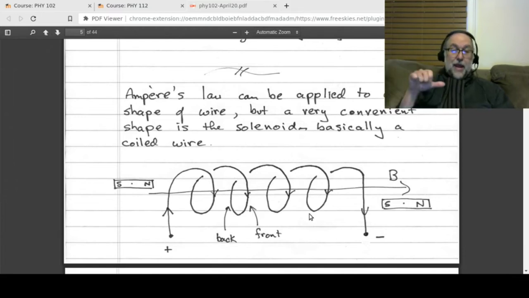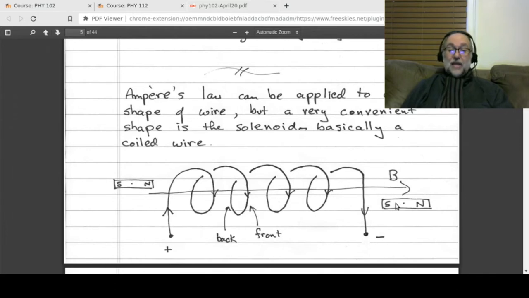Now, if I turn my hand around so that you see it that way, here's the current coming down in the front like that, and you can see my thumb is going to point in the direction of the B field. Again, this is a slightly different variation of the right-hand rule. For the solenoid, you point the fingers of your right hand in the direction of the current, and your thumb will point in the direction of the B field. So you'll generate this B field, and I only drew one vector for the B field going right through the middle of the solenoid.